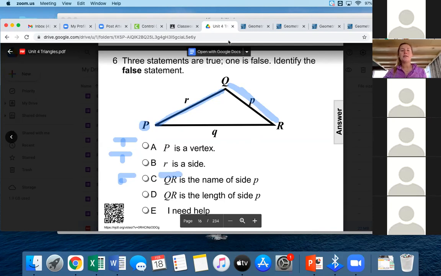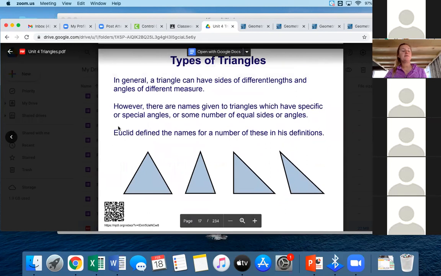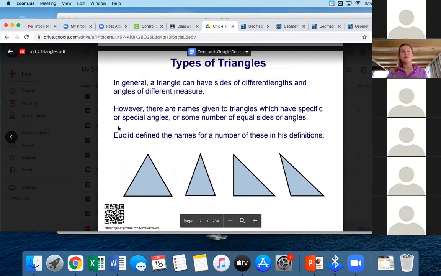We'll have a lot more practice on that. Thanks for hanging in there. So let's go ahead and talk about types of triangles. And this one should be really simple for you, and it should be review.